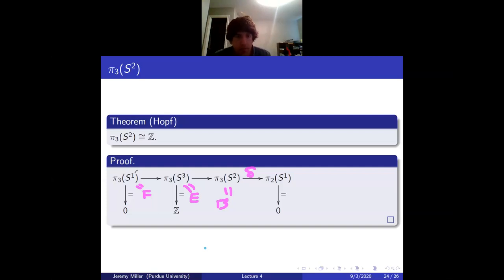Yeah. So this Hopf fibration is kind of a special thing that doesn't really generalize that well. So you sort of can't use this strategy to compute like pi 4 of S3. Yeah. Any other questions?